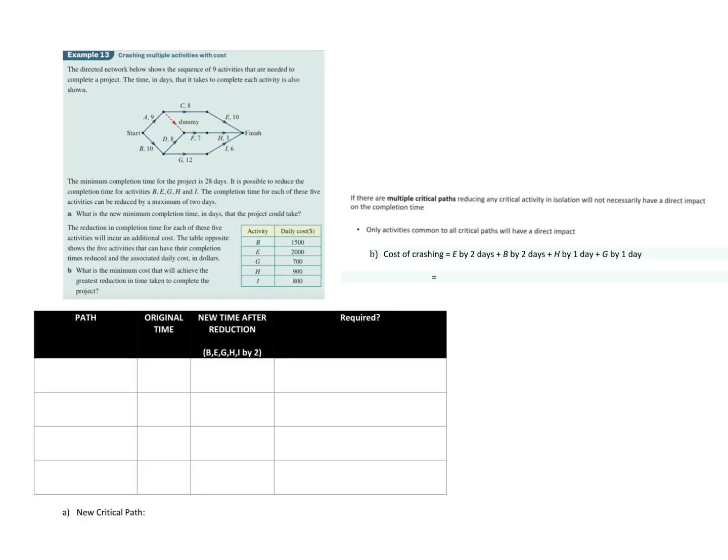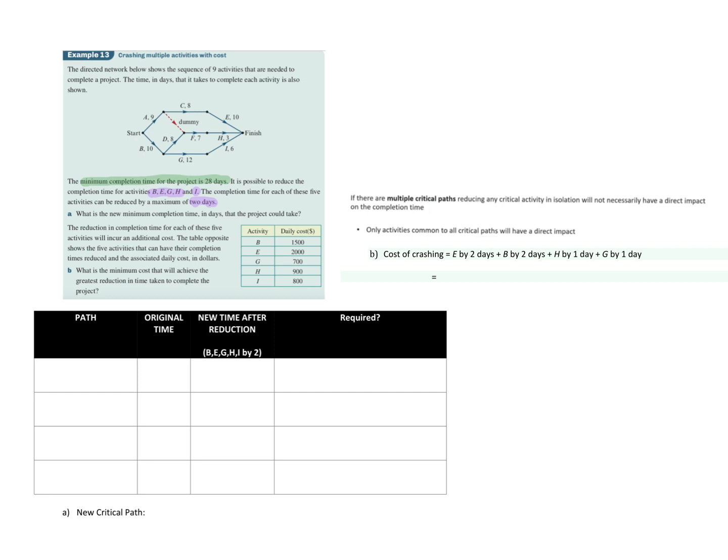All right, so it said the directed network below shows a sequence of 9 activities, and we've got the times to complete it. It said the minimum completion time for this project was 28, and it is possible to reduce activities B, E, G, H, and I. And the completion time for each of these activities can be reduced by 2 days. So then it says, what is the new minimum completion time of the project?